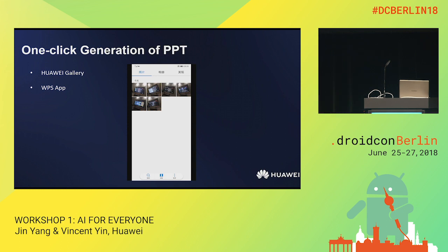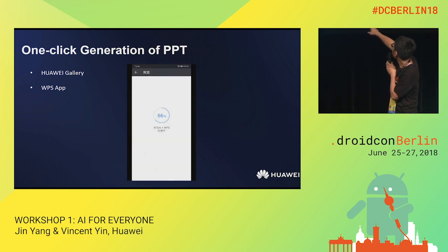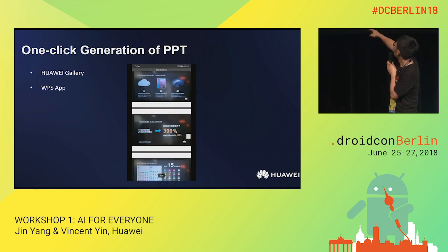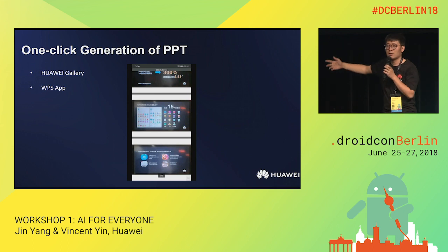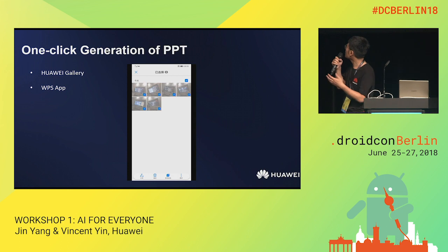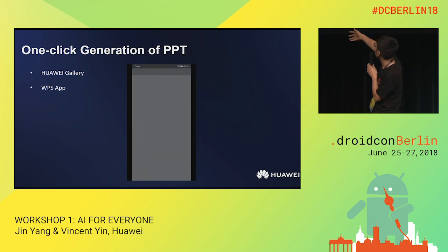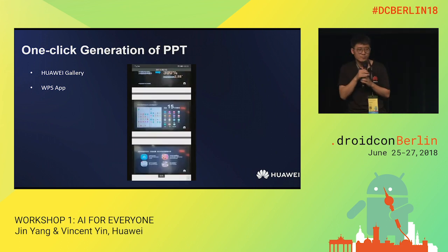Let's see the result. The one-click generation of PPT. It's also the UI of Huawei Gallery, and we do it together with the app WPS. Let's see. First, we select the mass report, and then this is really quick. You already got the reports. Let's just do it again. I didn't follow the speed. So select and share and create presentation, and you get the result. OK, this is what we do.